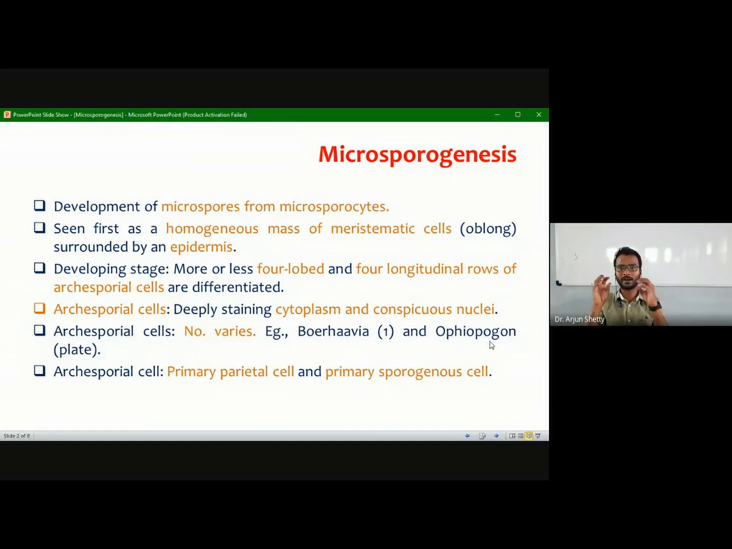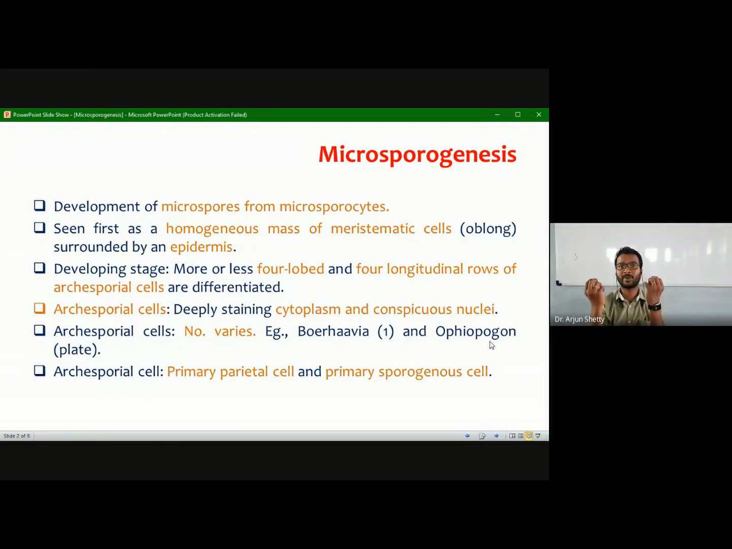As I already told you, they are oblong or quadrangular in shape. In the four corners of the immature anther you can see the meristematic cell activity, and there we see enlarged cells quite different from the surrounding neighboring meristematic cells. They are morphologically bigger than the neighboring meristematic cells, though they are meristematic cells themselves, and they have dense cytoplasm and a very conspicuous nucleus. That is what we call the archesporial cells.